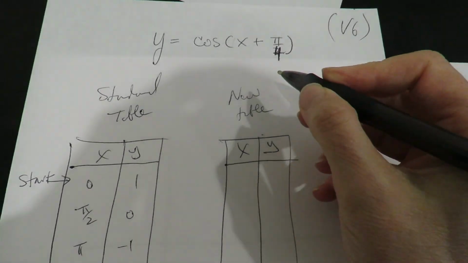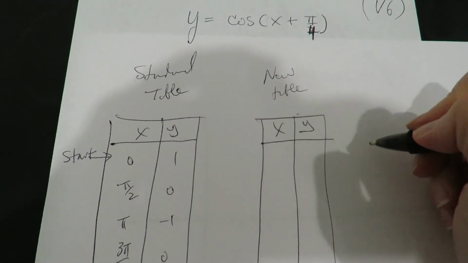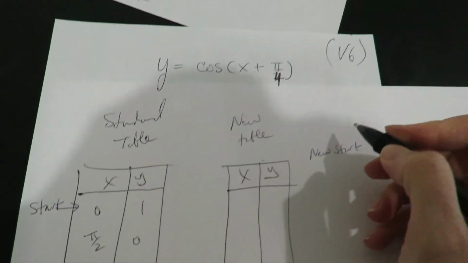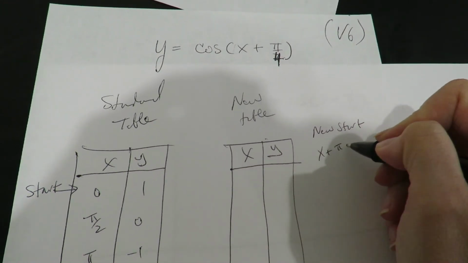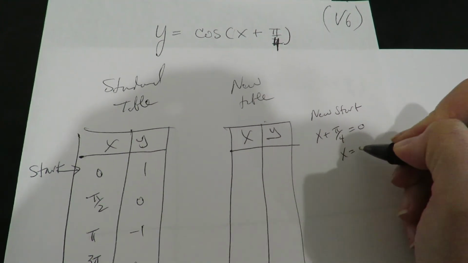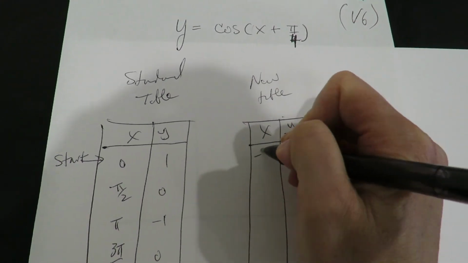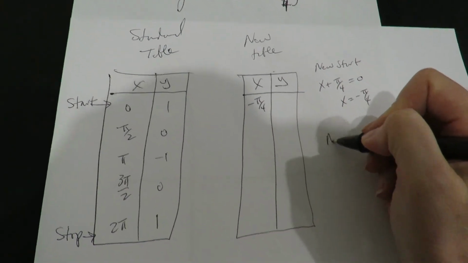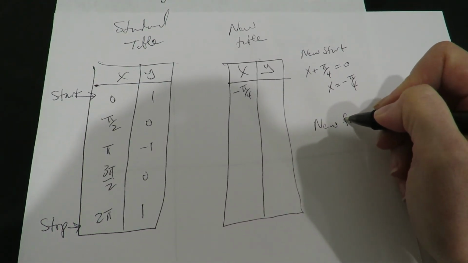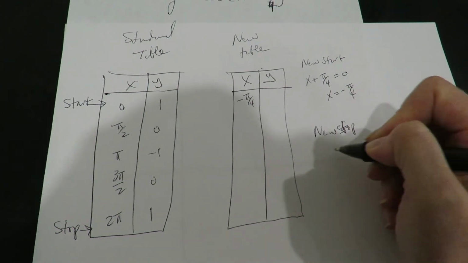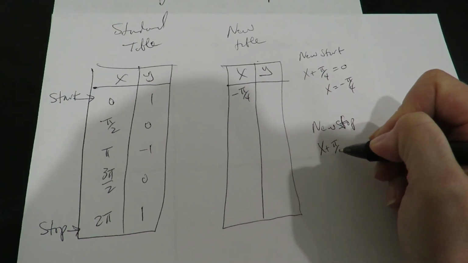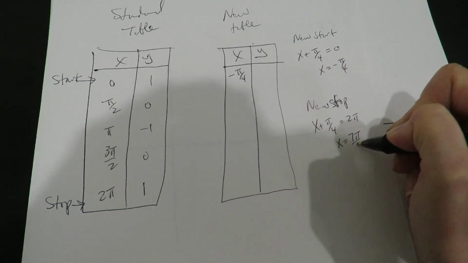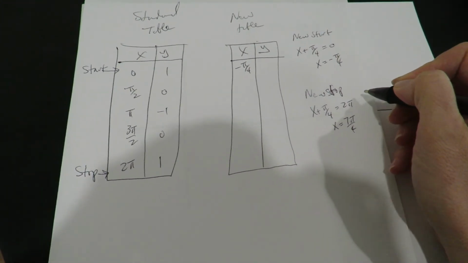This graph, because it's pushed to the left, you can see that the new start will be where x plus pi over 4 used to equal 0. So the new start will be at negative pi over 4. And you can see that the new stop used to be where the graph was equal to 2 pi, but if you recalibrate this, you'll get 7 pi over 4 after you get an LCD.